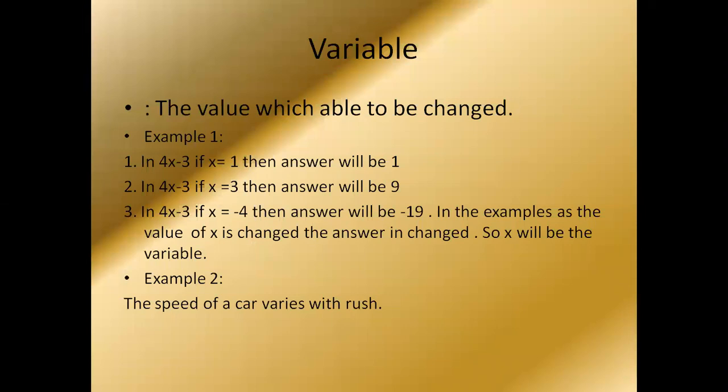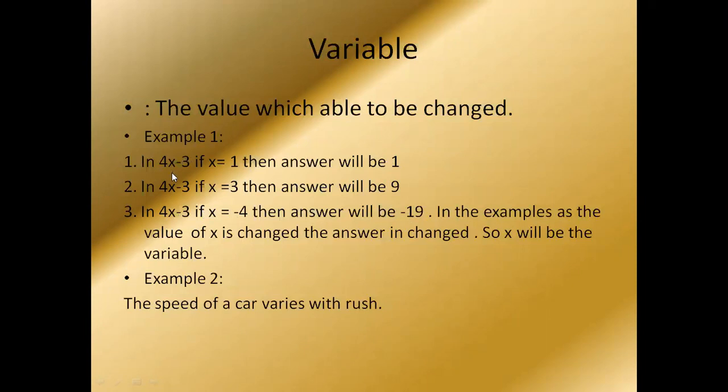A variable is a value which is able to be changed. Here you can see there are 3 examples. First is 4x minus 3, where I will put x equal to 1. Then 4 will be multiplied by 1, it will become 4. 4 minus 3 is 1. The answer will be 1. In the same expression, if I substitute x equal to 3, the answer will be different. And in the third expression, if I put x equal to minus 4, then the answer will be different.